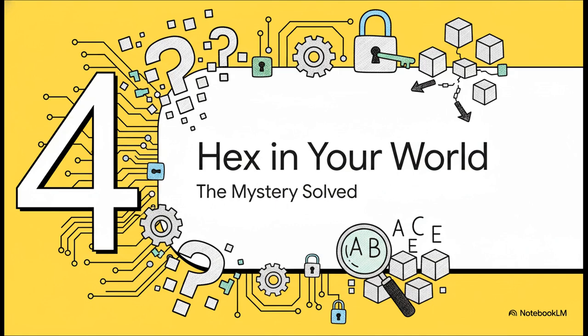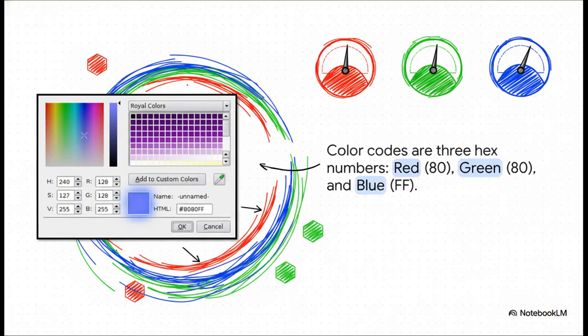So let's go all the way back to the beginning, to those mysterious codes we started with. It's time to finally see what they were trying to tell us all along. Remember that color code, hashtag 8080FF? Well, the trick is, it's not one number. It's actually 3 separate numbers smushed together. It follows the RGB color model. The first pair, 80, tells you the amount of red. The second 80 is for green. And that last one, FF, is for blue.